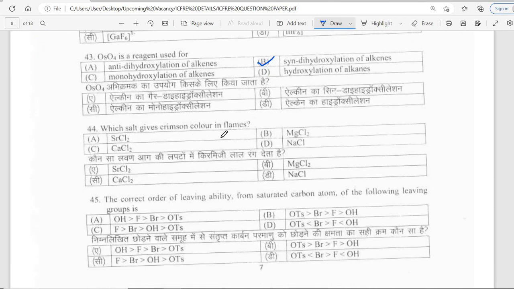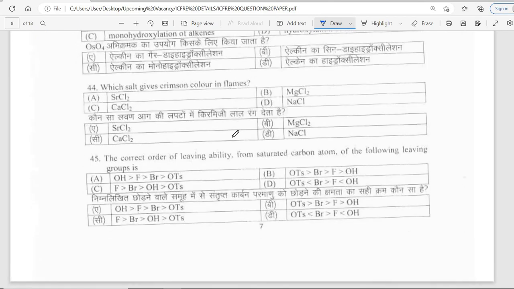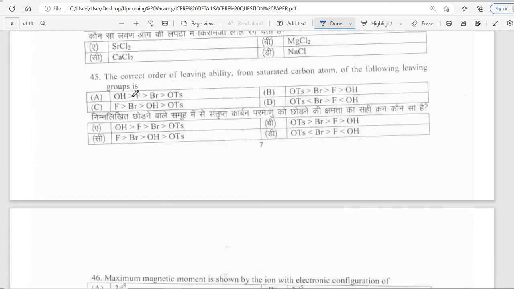Which salt gives the crimson red flame? It's a flame test. Strontium chloride gives crimson red, calcium gives brick red, and sodium gives golden yellow. So our correct option is SrCl2.